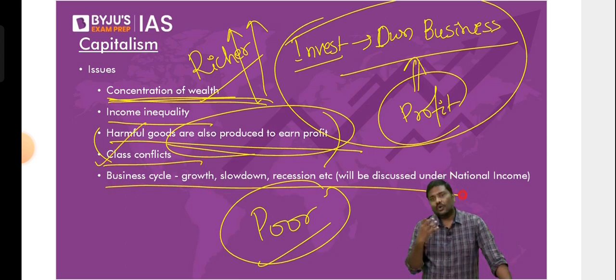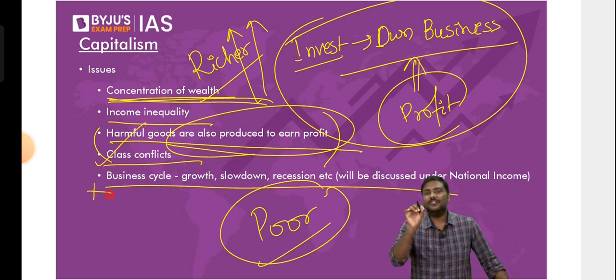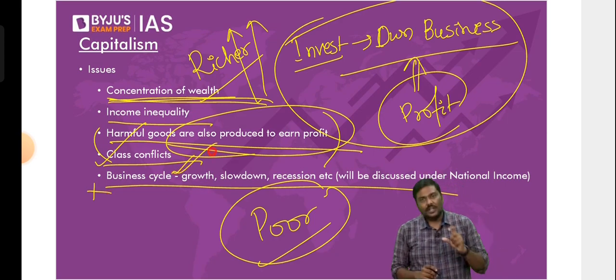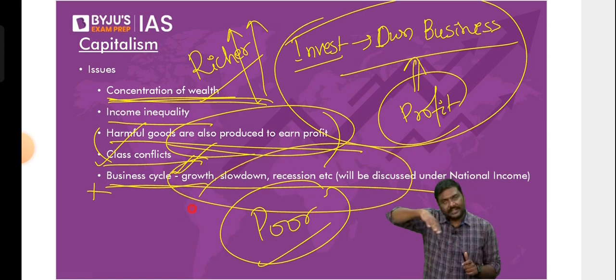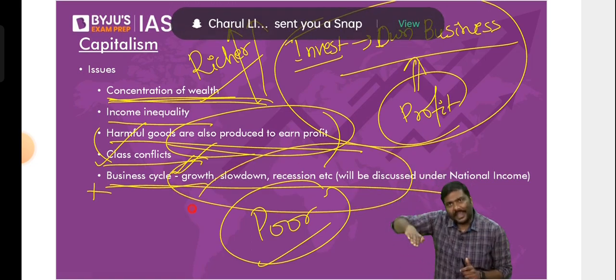And finally, there is one issue called the concept of the business cycle. I'll not discuss this today. Under the concept of national income, when I discuss GDP, we'll have a discussion on the idea of the business cycle. So whenever any country follows a model of capitalism or certain features of capitalism, there is bound to be this kind of situation. That is where the economy will go very fast, fall down, go very fast, fall down, etc.